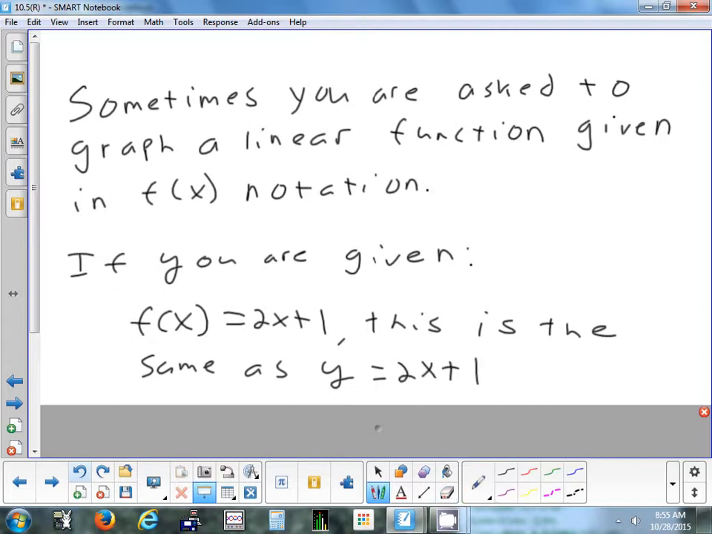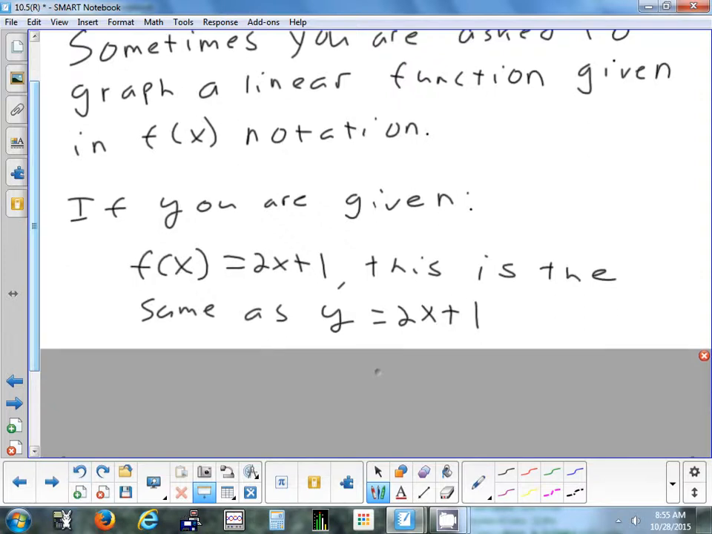Okay, I don't want you to be fooled by them writing this. If they write f of x equals 2x plus 1, that's exactly the same thing as if they had just put a y here. Okay, why'd they do it different? Who knows? It's just a different way of writing the same problem.